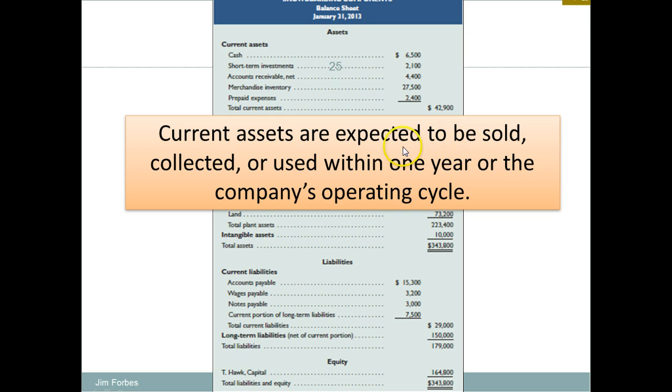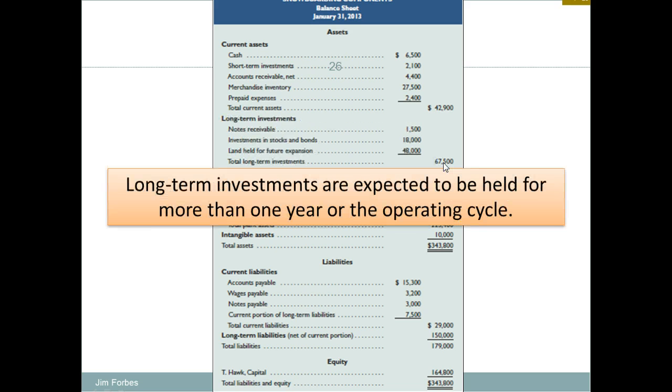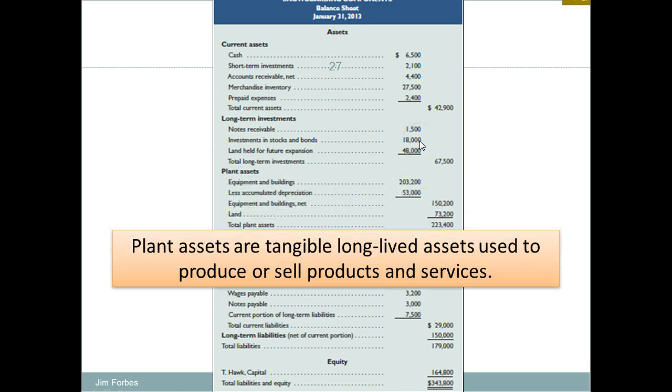Current assets are expected to be sold or collected or used within 1 year or the operating cycle. So anything a year or less is considered current. More than a year is long-term. And that's a key point. You do need to remember that. Long-term investments, again, you're holding for longer than a year. And we're going to go into much greater detail in later chapters regarding that.